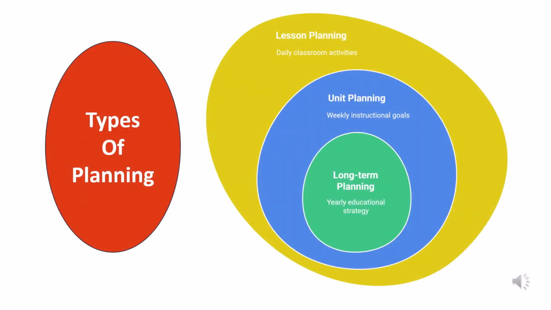We have three different types of planning according to time. The first one is long-term planning. We call it yearly or annual. Then we have the unit planning or weekly, also we can call it seasonally or before and after mid-year. Then we have the lesson planning or the daily plan.